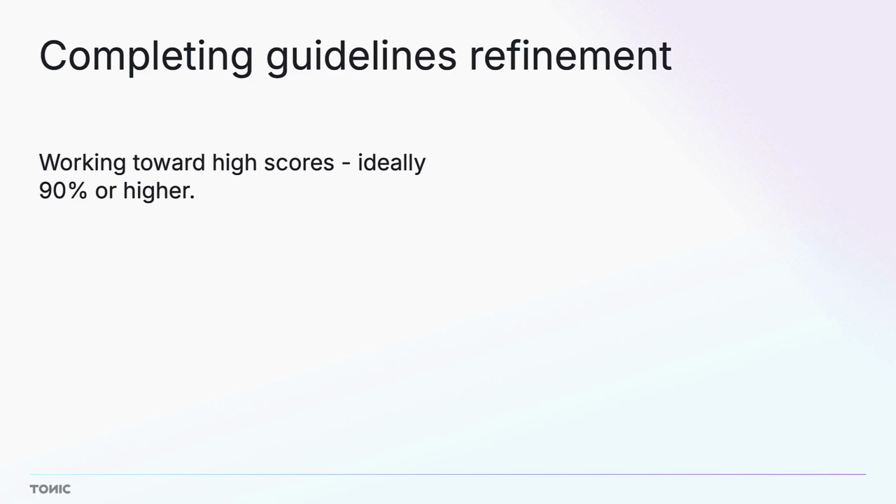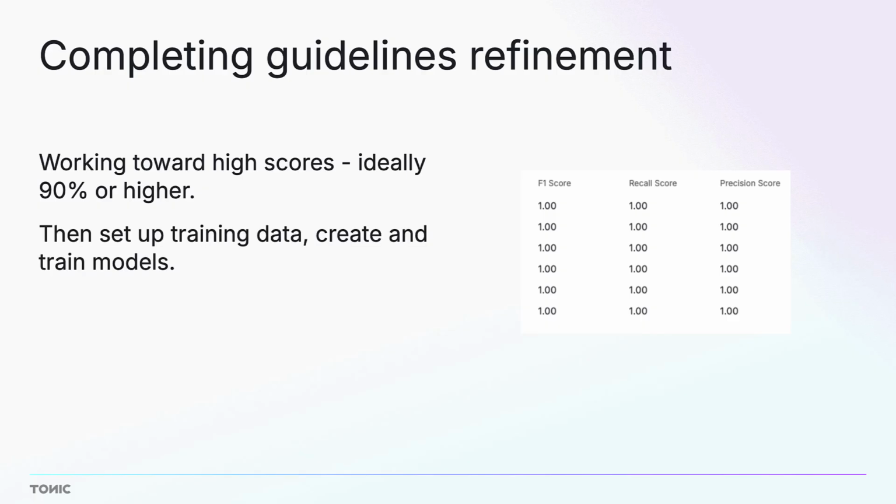When you have at least one version of the guidelines that you are satisfied with, one suggestion is to have scores of at least 90%, you can set up training data and start model training.